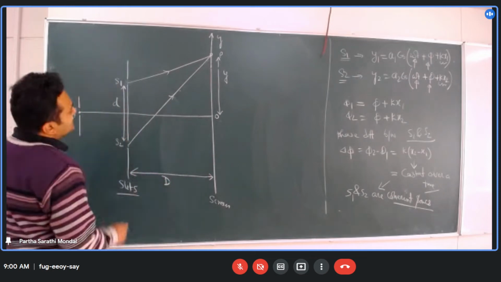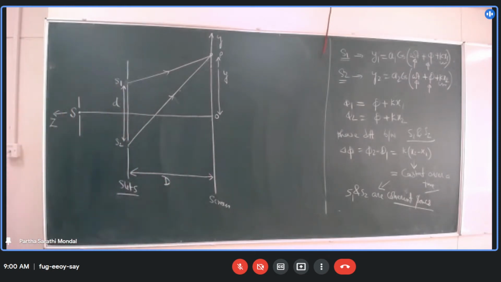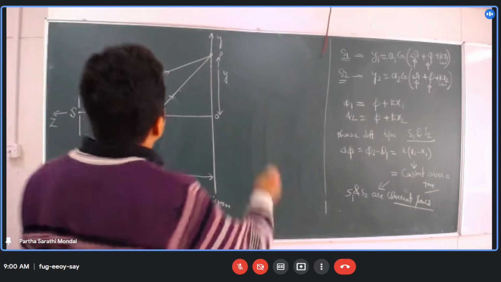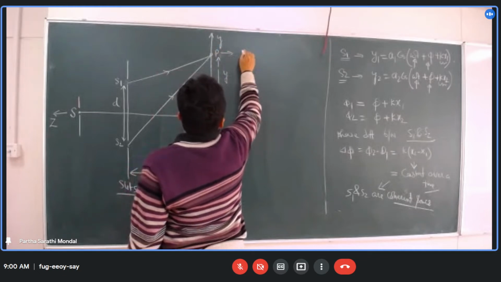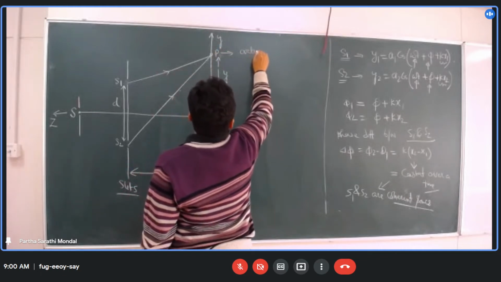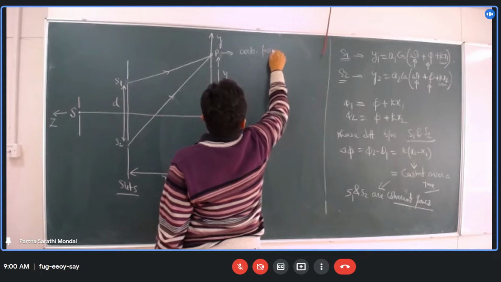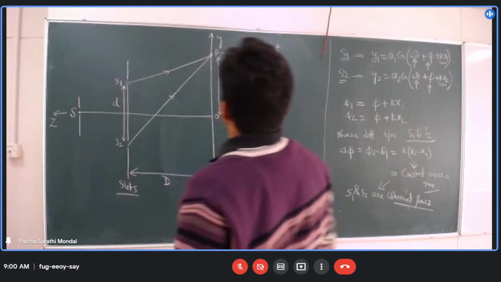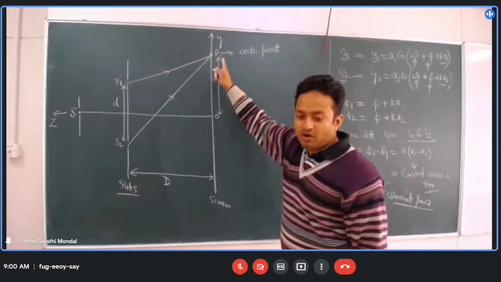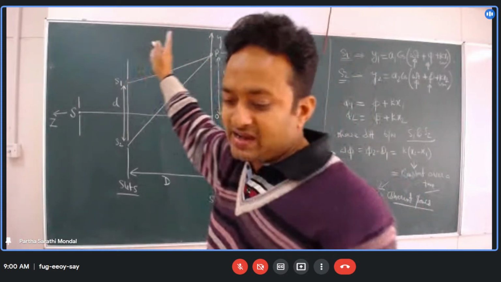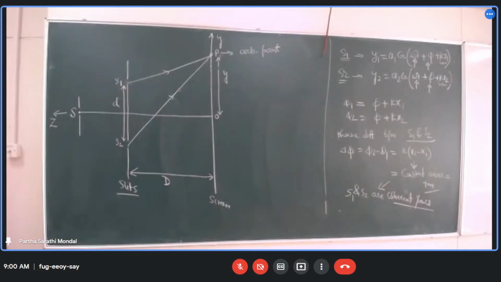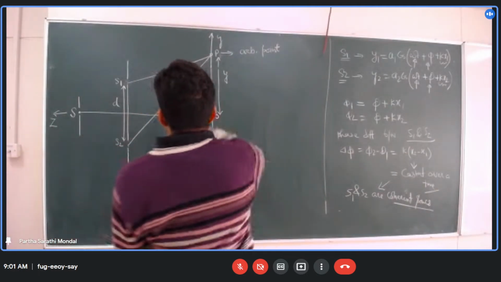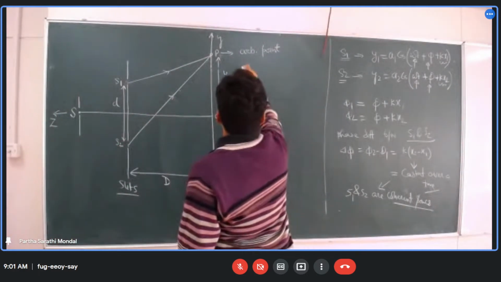So now what we have to find out. P is any arbitrary point at which we are interested. What will be the fringe pattern at P? So now what is the phase and path difference?